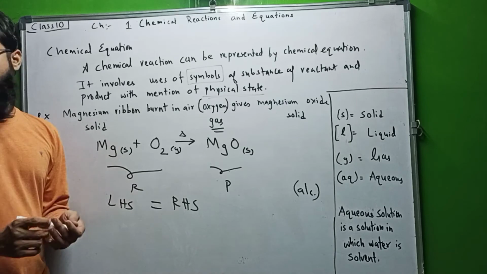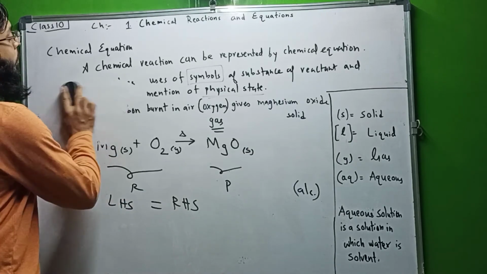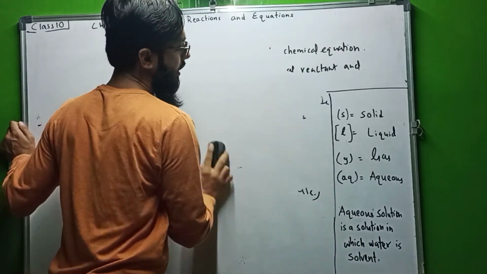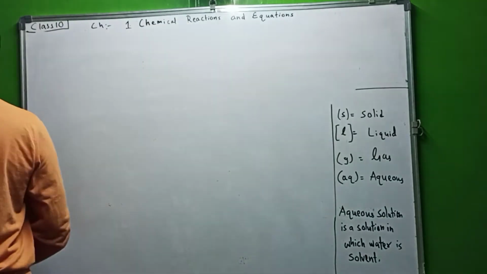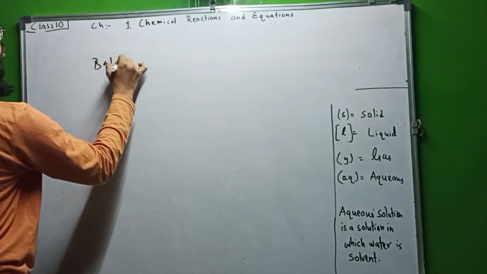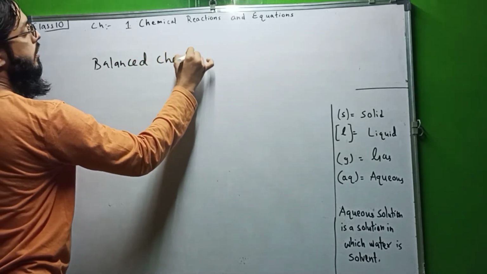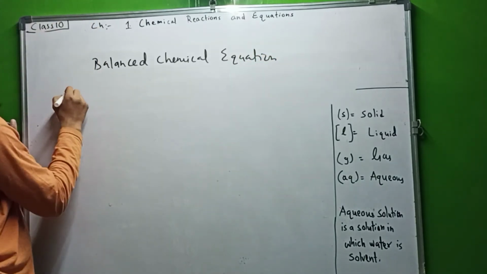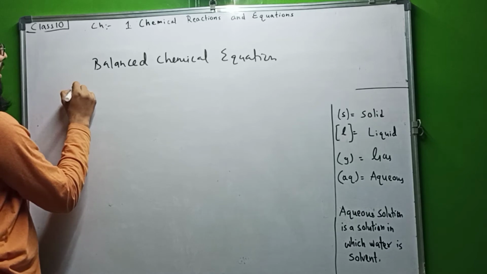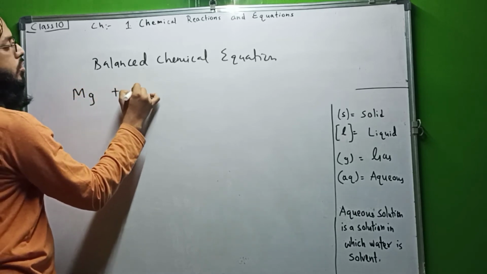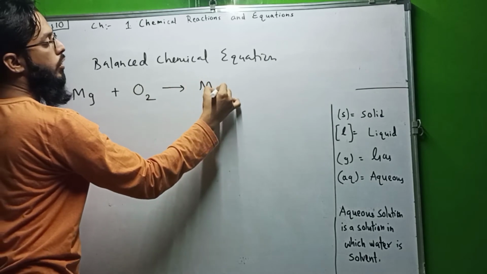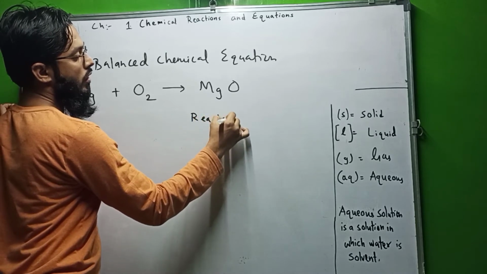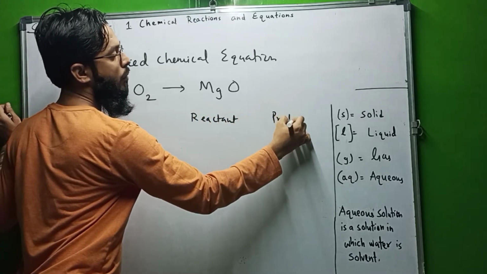Now let's talk about balancing equations. How to balance a chemical equation? We'll see one example and then we'll talk about in detail how to balance the equation. So first of all, I take an example: magnesium plus O2 gives MgO. First of all, we must write the reactants and product.